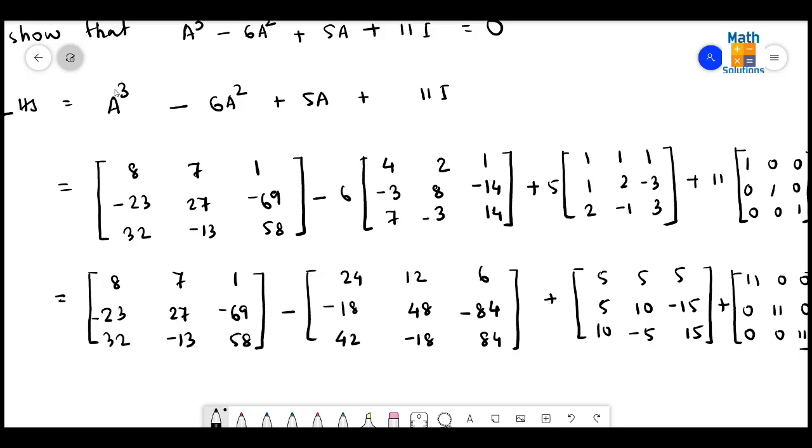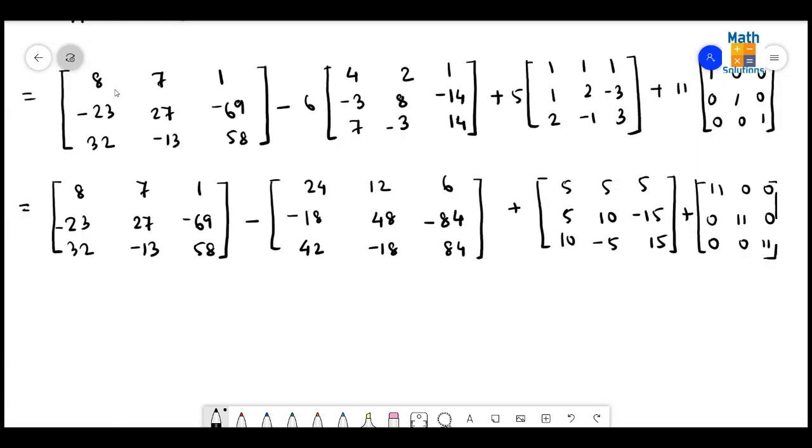So after this, what do I get? Again simplification is needed. After simplifying these terms, ultimately we shall be getting all zeros, 0 0 0. Ultimately we get a null matrix, and that is the required right hand side. So this is the result we got for the first part.